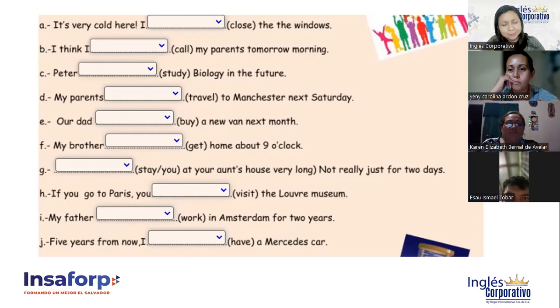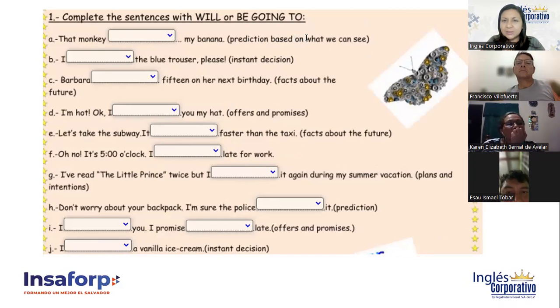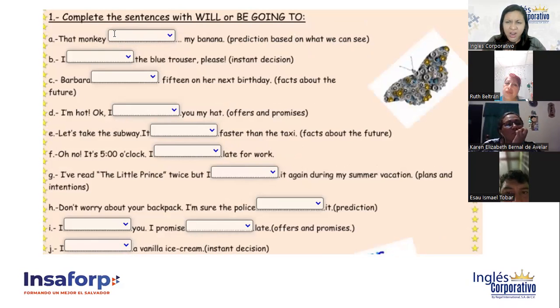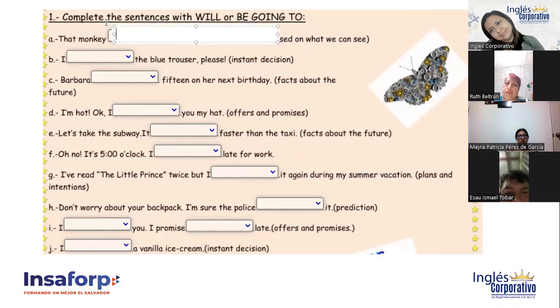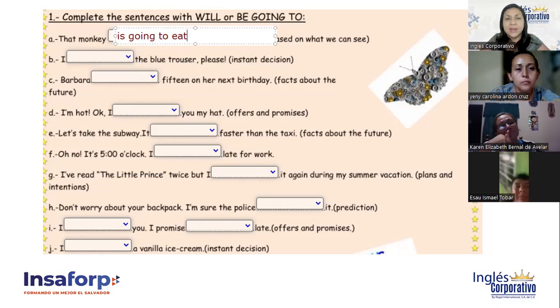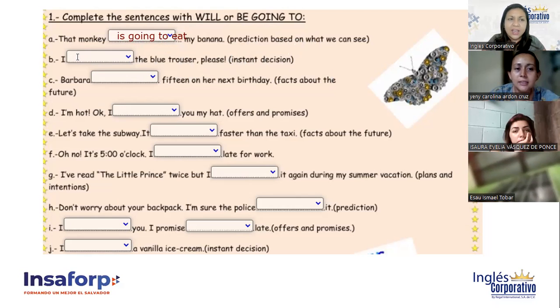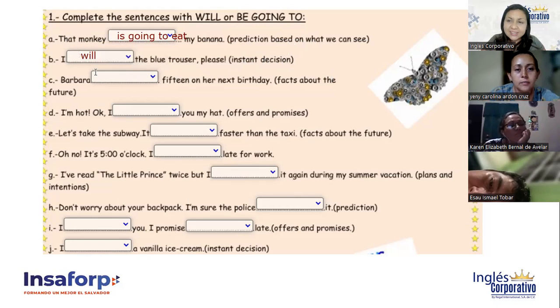Do you want to practice more? Yes, please. Okay. That monkey will... based on what we can see, so it has evidence. The monkey is going to eat my banana, because it's based on evidence. Prediction based on what we can see. Letter B. Remember: instant decision, will. Plan or prediction based on evidence, going to.